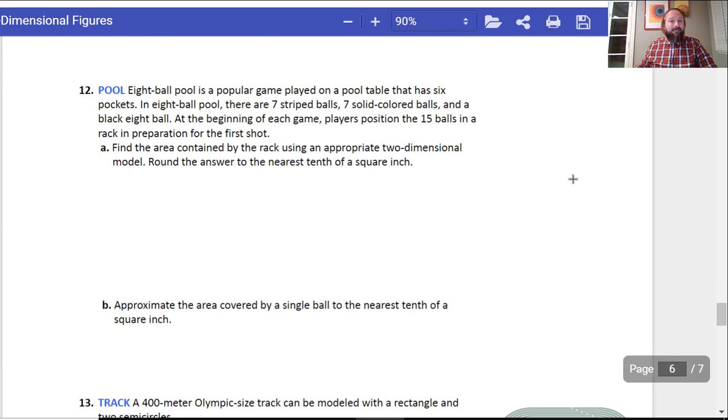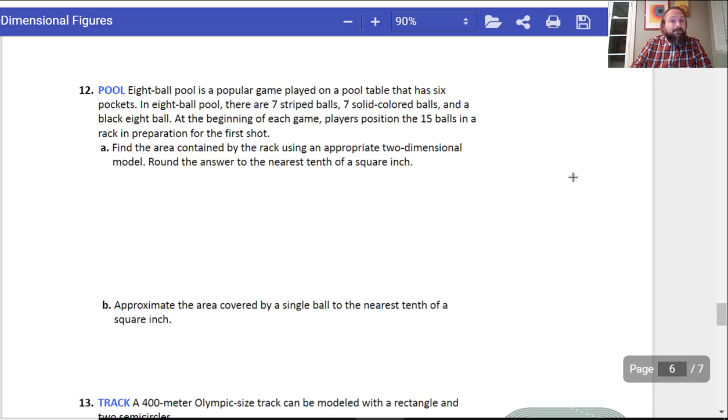So it says, 8-ball pool is a popular game with a pool table that has 6 pockets. In 8-ball pool, there are 7 striped balls, 7 solid color balls, and a black 8-ball. At the beginning of the game, each player positions the 15 balls in a rack in preparation for the first shot. Find the area contained by the rack using an approximate 2-dimensional model. Round the answer to the nearest tenth of a square inch.